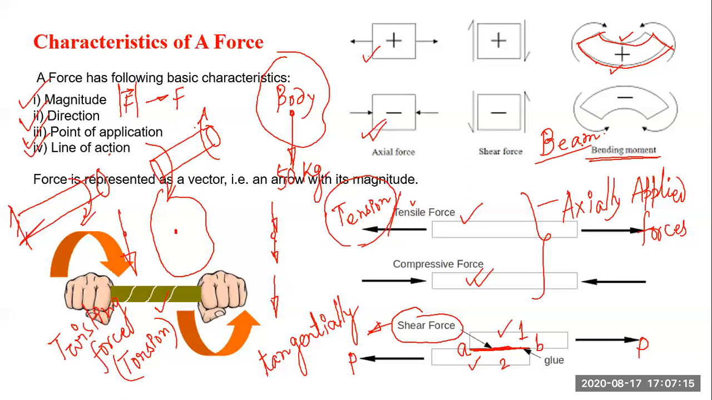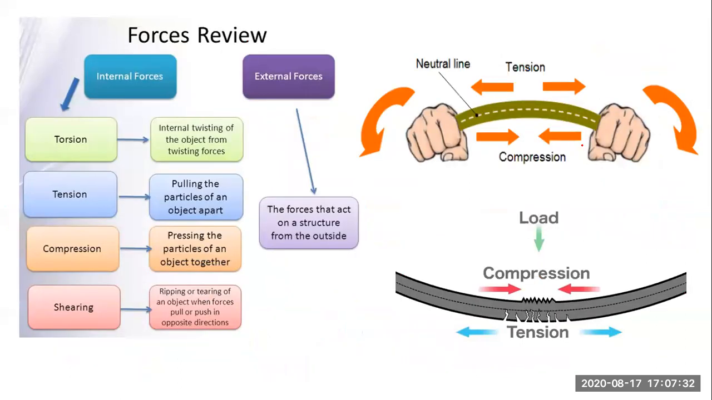We will study this bending moment and the shear force in detail for different types of beams in our separate chapter of shear force and bending moment diagrams. So whatever we have learned today, we have learned that forces may be internal or external. External forces are the applied forces. These are the forces directly applied on a structure from outside the structure.